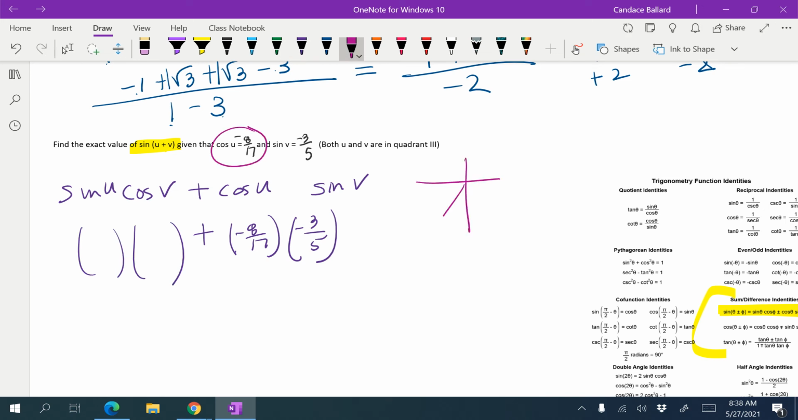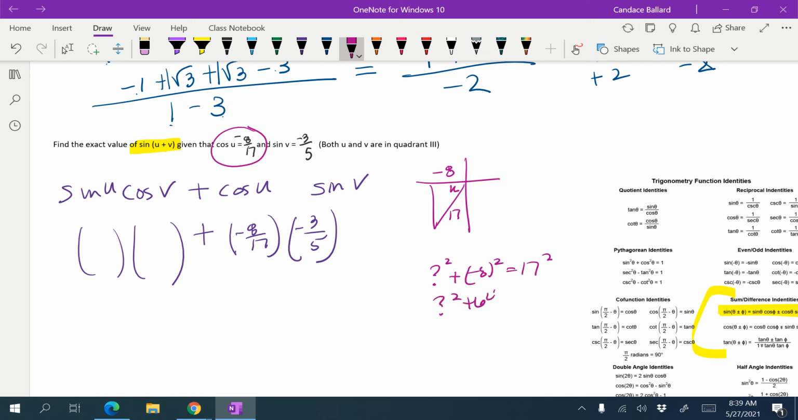I draw my triangle in quadrant 3. This is the u triangle. I know that my cosine is the adjacent over the hypotenuse. I would probably need to use the Pythagorean theorem to find the other side. So I know it's question mark squared plus -8 squared equals 17 squared.